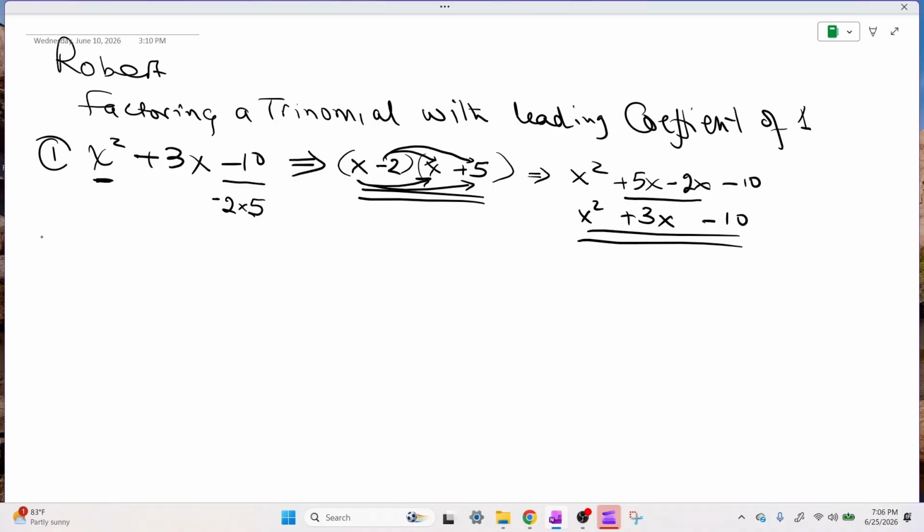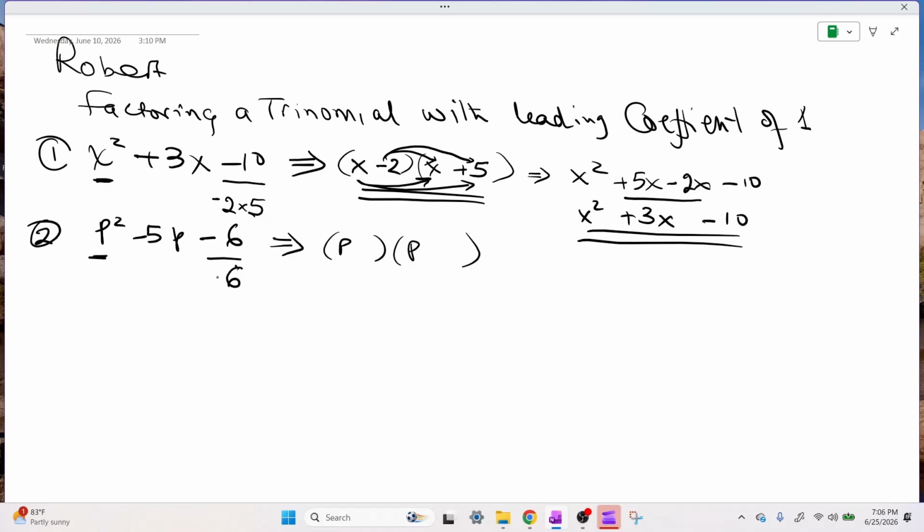Okay, now let's look at the second example. P squared minus 5p minus 6. We solve this still in the same way. We open up two parentheses. We look at our leading coefficient. It's 1. So we have p there and p there. And then we look for two numbers, which when multiplied together will give us minus 6, and when added will give us minus 5.